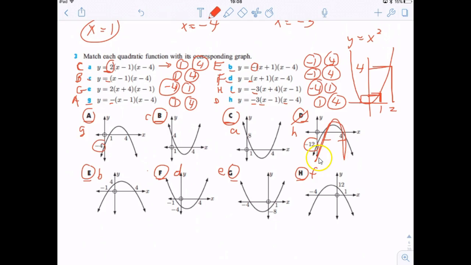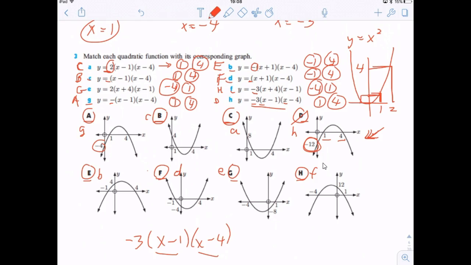Okay, I'm going to show you one last thing, and we didn't need it in this case, but in some cases you might, to really be sure that you're picking the right one. Okay, let's take this last example. We want to make sure that capital D really goes with small h. So we have this equation here. It's -3 times (x minus 1) times (x minus 4). From the x minus 1 and x minus 4, we know that the roots are actually 1 and 4, like this one is showing, but we want to make sure that this -12 is correct.